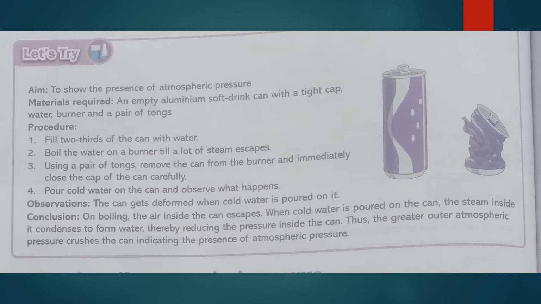To perform this activity, we need to collect some material: an empty aluminum soft drink can with a tight cap, water, a burner and a pair of tongs. Procedure: at first, we have to fill the can with 2/3 of water. Step number 2, now boil the water on a burner till a lot of steam escapes.